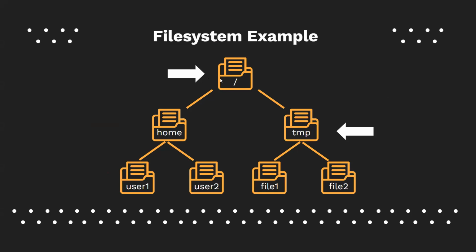But at the top here, we have the root directory. Again, it's denoted by the single slash. And we have two subdirectories here, for example, home and temp. One important thing to note about file paths is their relation to the user and the relation to the root directory.